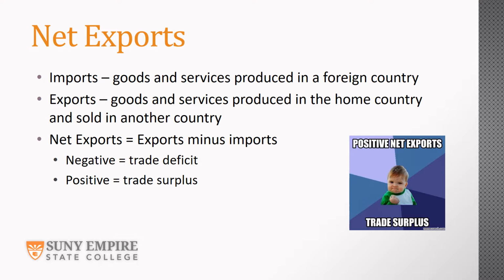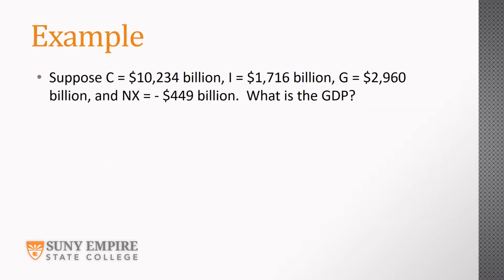Now that we have defined all the components of the gross domestic product, let's look at a couple of examples. First, we will look at a basic example. Suppose some nation had consumption expenses of $10,234 billion, investment of $1,716 billion, government spending of $2,960 billion, and a $449 billion trade deficit.